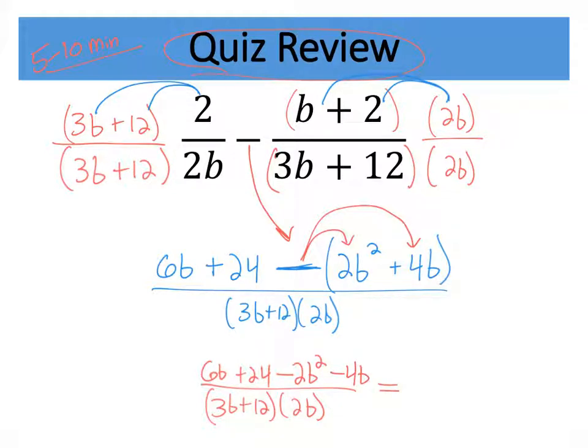Now, I'm going to combine like terms because I see that I have a 6b and a 4b, and I think that maybe I can rewrite it in standard form. So let's rewrite it. So negative 2b squared, so I covered that one. The 6b minus 4b is a positive 2b, and then plus 24. So it looks like I covered all of those, and then it's all divided by 3b plus 12 times 2b.